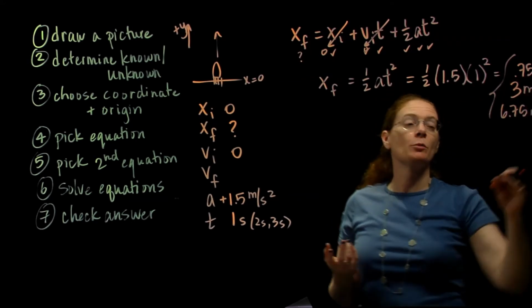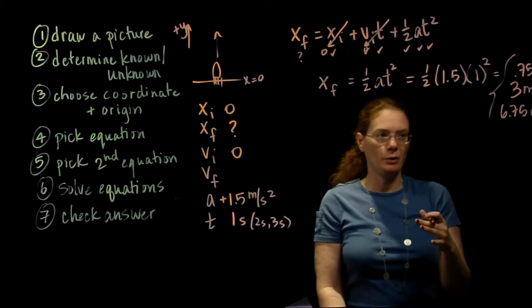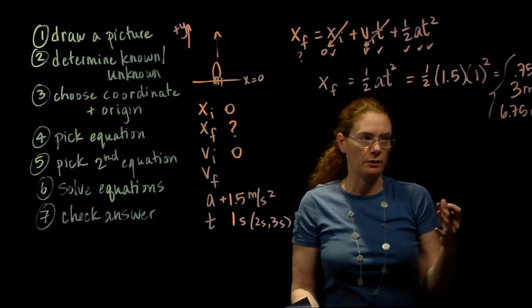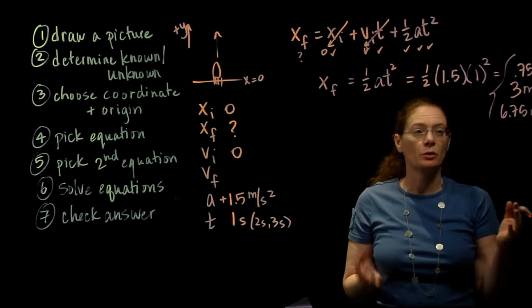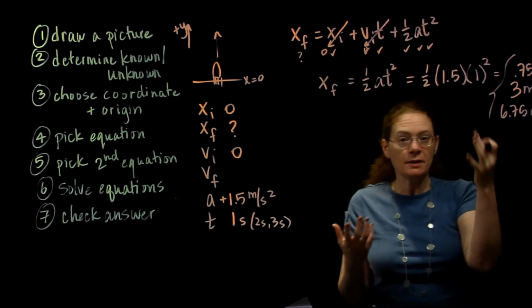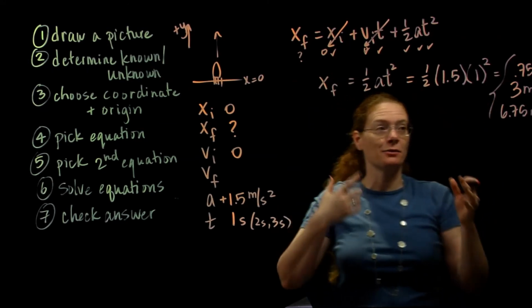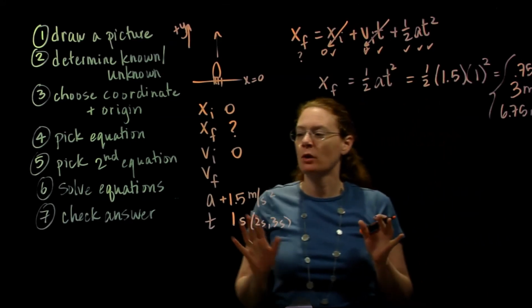Is that reasonable? Okay, so 1 second, it's only about 3/4 of a meter off the ground. Yeah, it's about waist high. At 2 seconds, it's 3 meters off the ground. Okay, so about 10 feet, yeah. 3 seconds, it's accelerating, so it should be getting faster as it goes up, getting more distance. Yep, seems reasonable. Okay, so we've checked our answer.